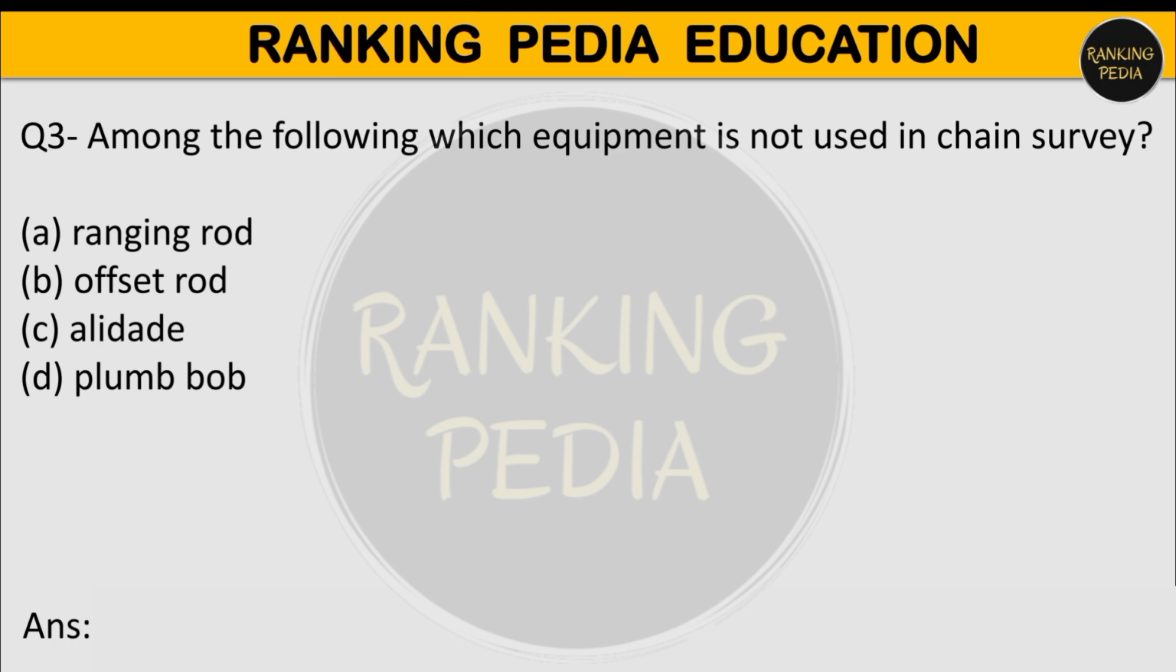Next question is, among the following, which equipment is not used in chain survey? So you have to answer this. Your options are ranging rod, offset rod, L-date, or your option number D, that is plumb bob. So L-date is a surveying instrument which is used with the plane table to draw lines of sight on distant objects. Option number C is correct, that is your L-date.